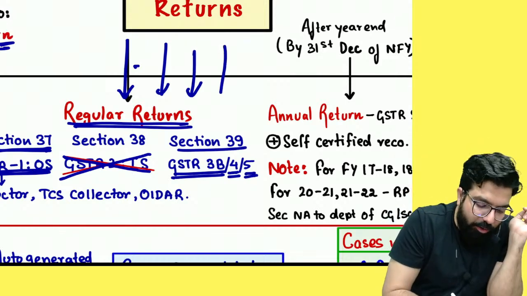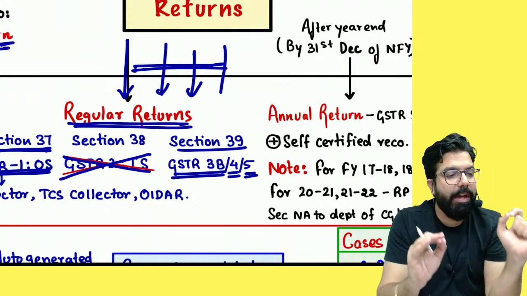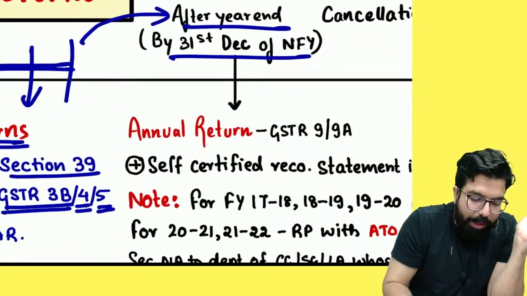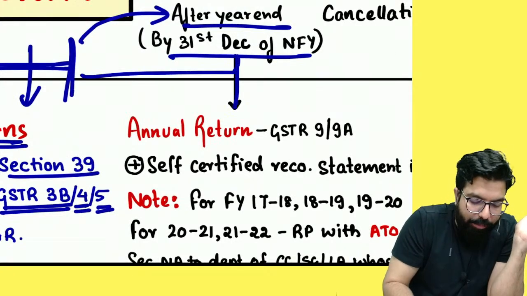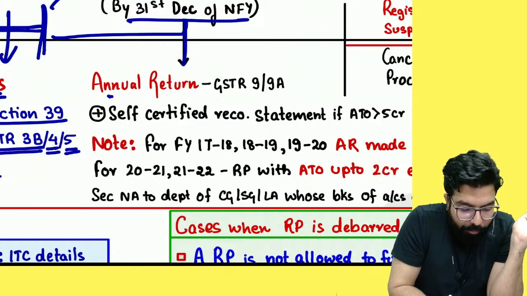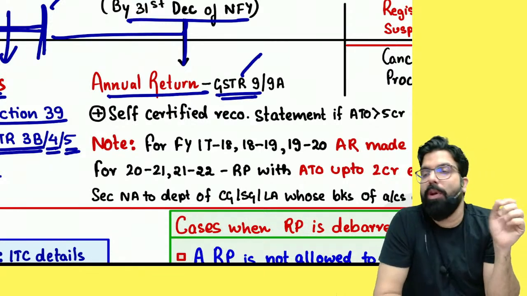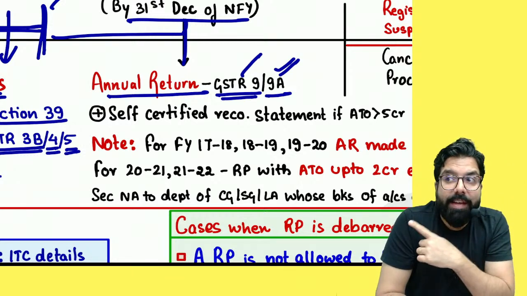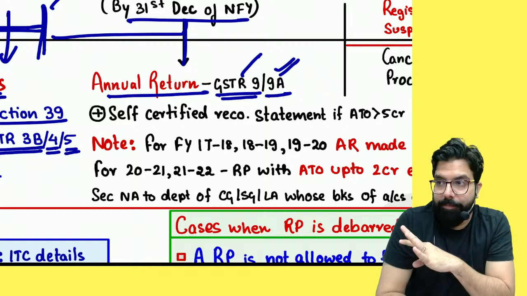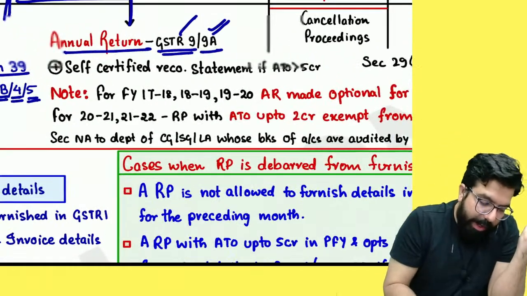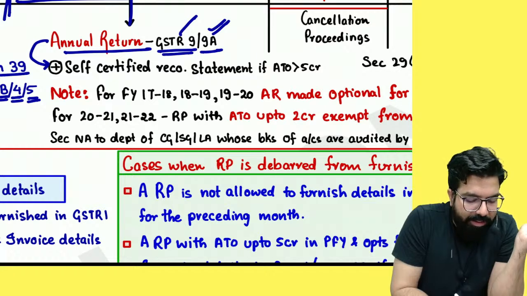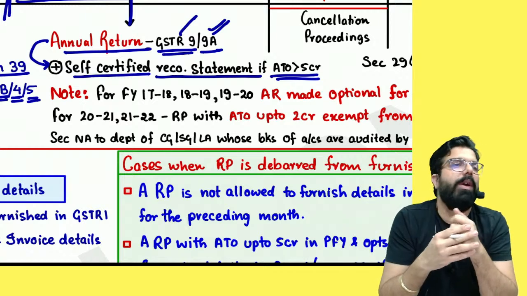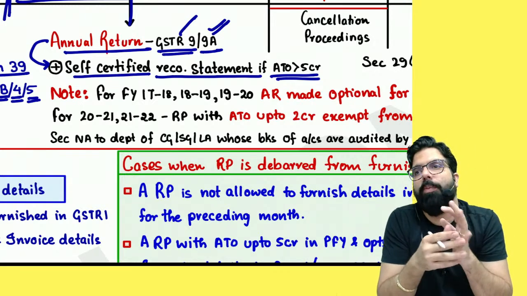Now, once the year gets over, for an example, this is the whole year. Once the whole year gets over, what is the return you will file at the year end? By the year end, you have to file by 31st December, annual return. GSTR9 is the annual return for normal person, and composition dealer, it is GSTR9A. For TCS collector, I have told you GSTR9B. You remember everyone? Yes. Now, along with the annual return, there is a document which is self-certified reconciliation statement. If your aggregate turnover is more than 5 crore, you have to give one reconciliation statement also, which has to be given along with annual return.